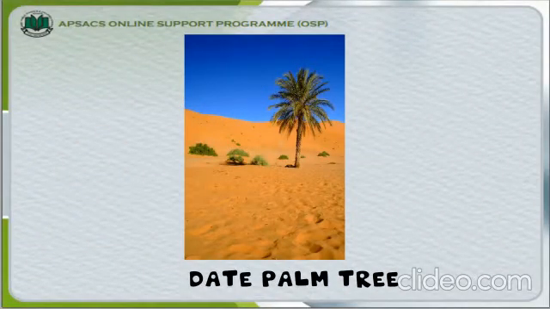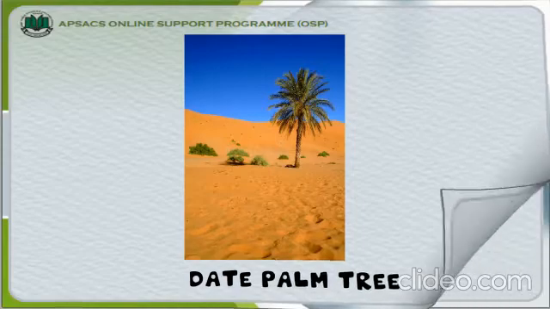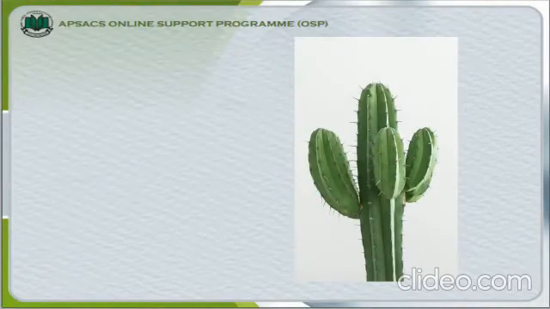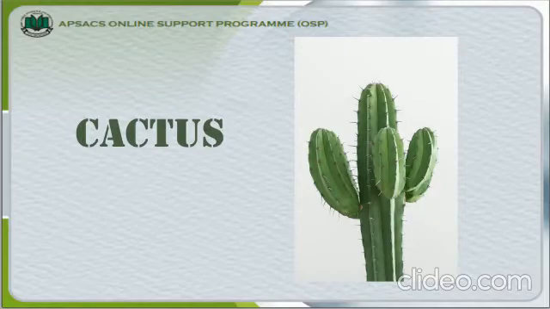I have seen this tree many times. This is the palm tree, or date palm tree. The tree's fruit has been an important source of food for people living in the desert. Do you know which fruit we are talking about? Yes, that's right, dates. Dates come from the palm tree. Okay students, as we all know this plant, this is the cactus. So today we are going to read more about the cactus.